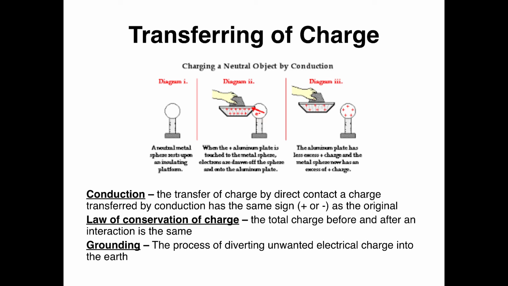Grounding is a term that's used as the process of diverting unwanted electrical charge into the earth. It takes electrical charge and diverts it into the dirt or into the earth and prevents it from wreaking havoc in other places.